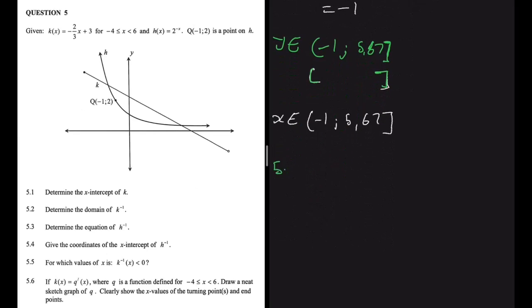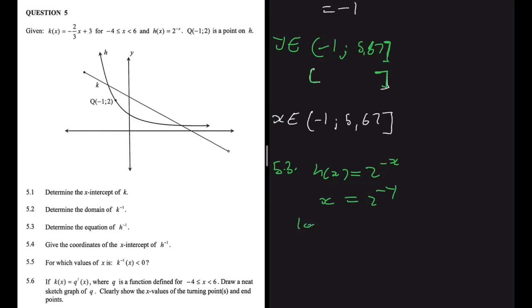So 5.3 is saying let's determine the equation of h inverse. So we have h of x being equal to 2 to the minus x, right? In order to find the inverse, we have to swap x and y and solve for y. So let's go ahead and do that. If we do that, we're going to get x being equal to 2 to the minus y. So now we have y as an exponent.